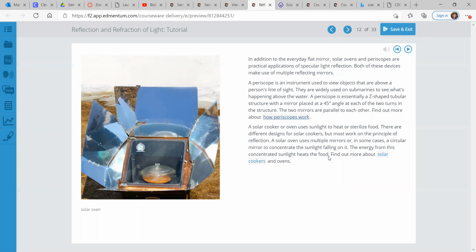A solar cooker or oven uses sunlight to heat or sterilize food. There are different designs for solar cookers, but most work on the principle of reflection. A solar oven uses multiple mirrors, or in some cases, a circular mirror to concentrate the sunlight falling on it. The energy from the concentrated sunlight heats the food. Find out more about solar cookers and ovens here.